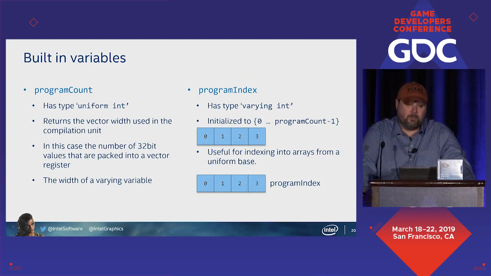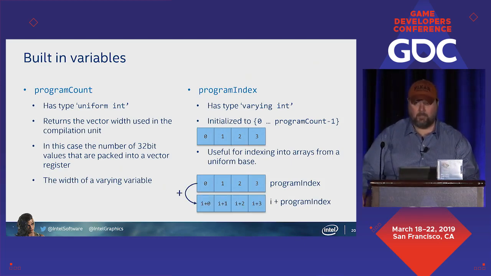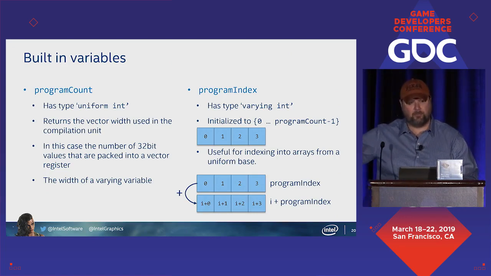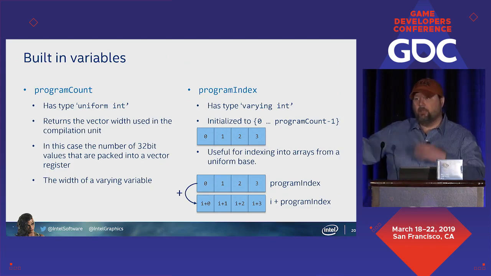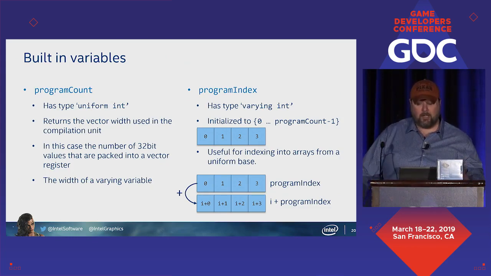It's useful for indexing into arrays from a uniform base. So here, if you're doing a loop and you're 4 wide, you'd be incrementing your i by 4 every loop count. And in order to index into an array, you would take your i plus program index and then dereference your array.